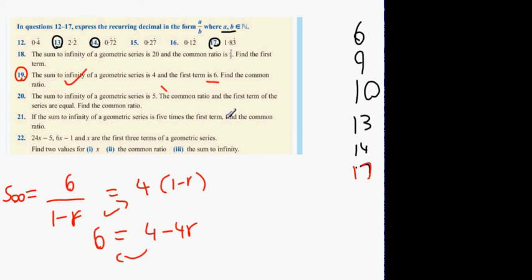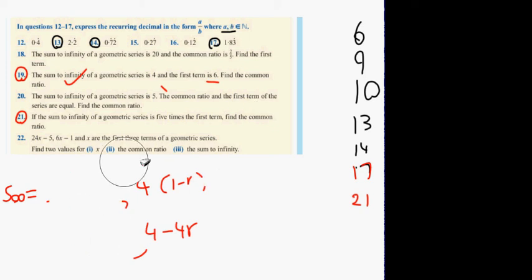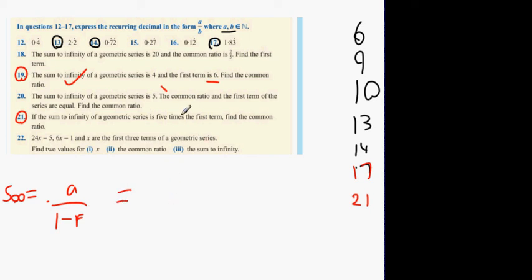Now, if the sum to infinity of a geometric series is 5 times the first term, find the common ratio. So once again, the sum to infinity is a over 1 minus r. And that's going to equal 5 times the first term. The first term is always a, so it's going to be equal to 5a.